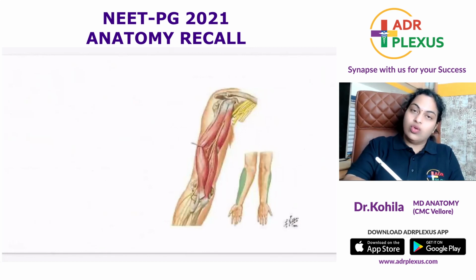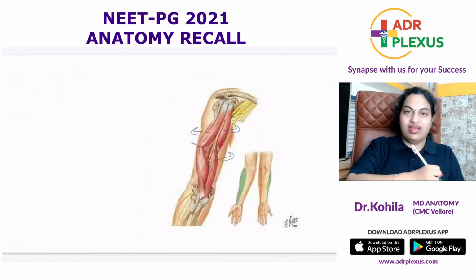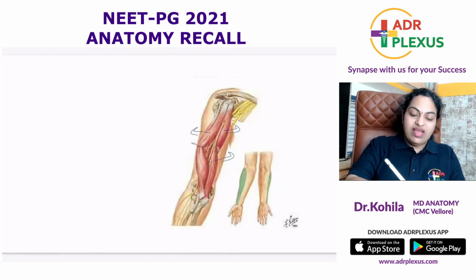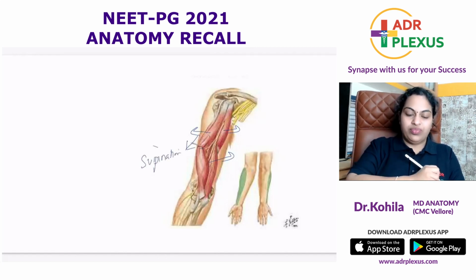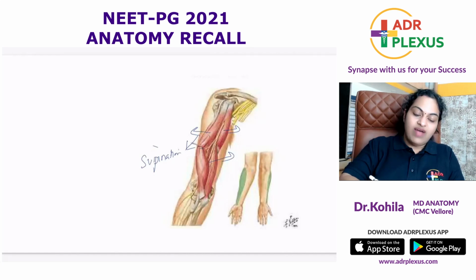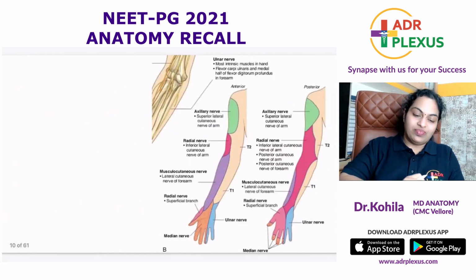So this is your musculocutaneous nerve, which is going to supply the coracobrachialis, biceps brachii, and brachialis. The biceps brachii and brachialis cause flexion of the forearm. And biceps brachii in addition will cause supination of the forearm also. So the musculocutaneous nerve, after supplying these muscles, pierces the deep fascia to supply the skin over the lateral part of your forearm.